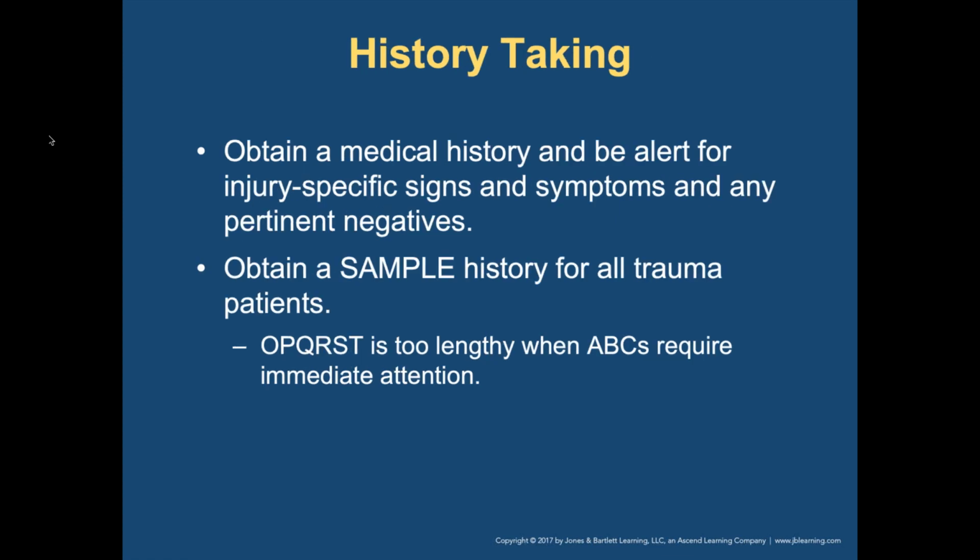If you can obtain a history, go from your SAMPLE and your OPQRST. I was just saying, OPQRST is too lengthy when ABCs require immediate attention. Then don't ask. Let it go. Don't ask no questions, just treat them. You can always go back and get a history a little bit later. Just because you got an hour of downtime at the hospital doesn't mean you can't get information from the hospital. Maybe you weren't able to find out his name or the onset, provocation, quality. So let's say you don't know how long it was when he had his arm cut off, but you can probably find that out at the hospital when family shows up.